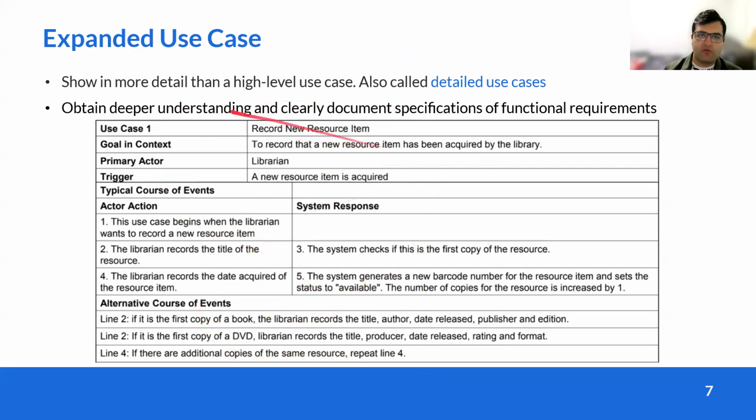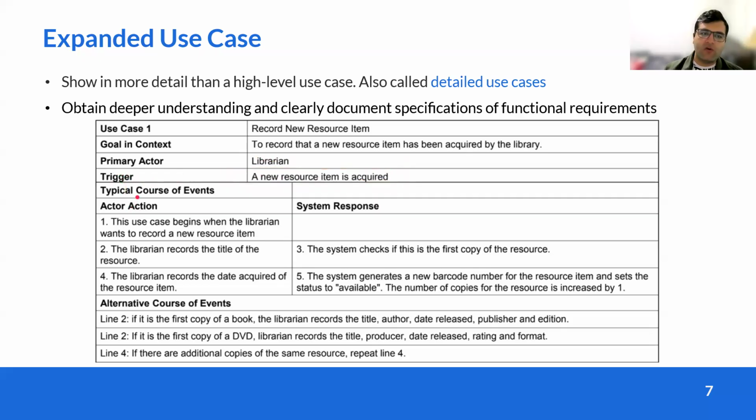So what's the use case? What is the goal? To record a new resource. Who are the actors? The librarian. And when does this use case begin? When a new resource item is acquired, one that isn't already in the system. So that's the trigger for this.